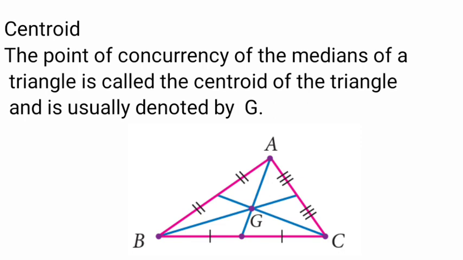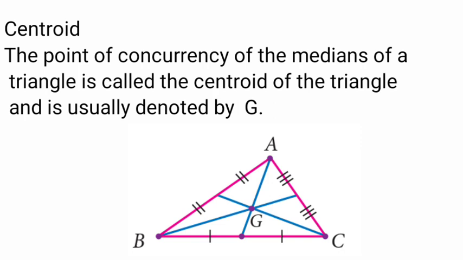We have three vertices A, B and C. We draw a straight line from any vertex. That straight line intersects the opposite side at its midpoint, that is a median. Opposite side midpoint, that is a median. We draw a straight line from any vertex A, B, C, and it intersects the opposite side at the midpoint. That is a median.